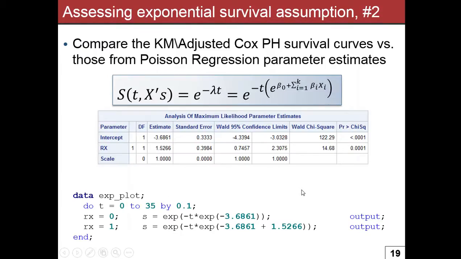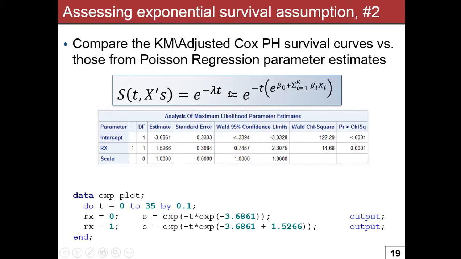So the other thing that we talked about is another way to actually look at the survival assumption, the constant rate or the exponential survival assumption. You can actually just plot the survival curves and compare them. You can compare what you get from the Poisson model, the curves, and compare it to Kaplan-Meier survival curves. And what I mean by that is this.